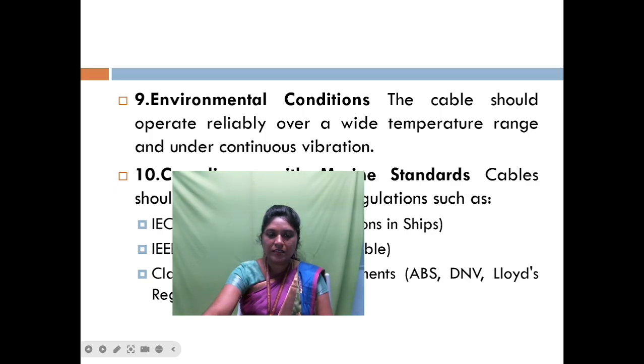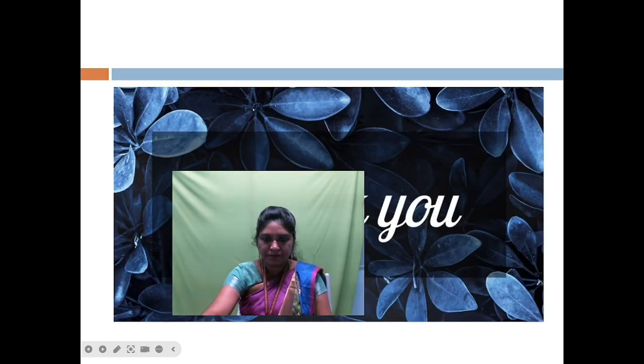Next is compliance with the marine standards. The cable should comply with the marine regulations, such as the standards for electrical installations in ships, IEC 60092, and it should meet the requirements of IEEE standards. It should also meet classification society requirements, that is ABS, DNV, Lloyd's Register and Bureau Veritas, etc. So these are the things, it should meet the specific requirements of these standards.